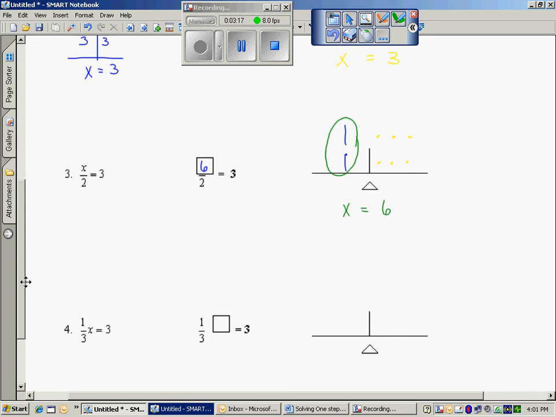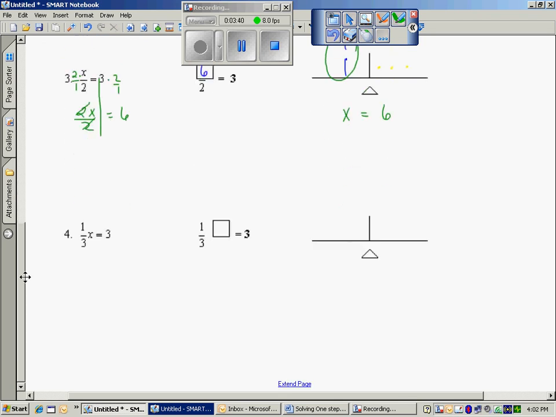In order to solve x divided by 2, the inverse of dividing by 2 is multiplying by 2. So I'm going to multiply by 2 on each side. 2x divided by 2 is equal to 6. Well, we know 2 divided by 2 is 1, so x is equal to 6.